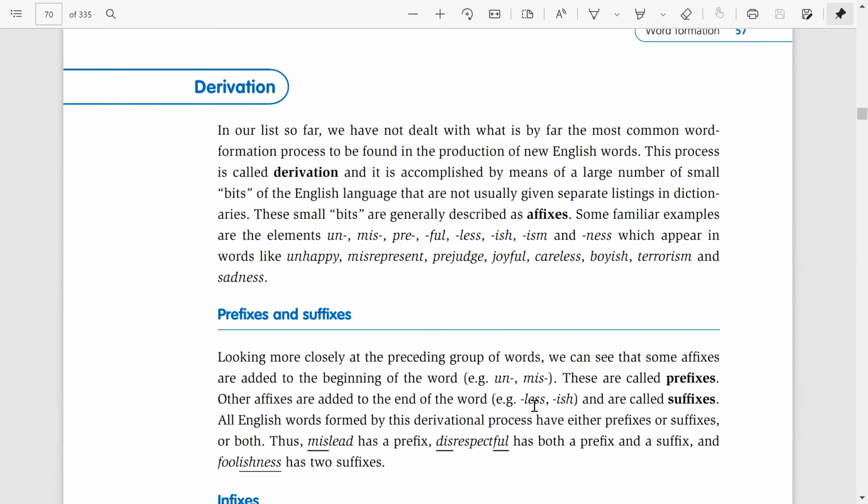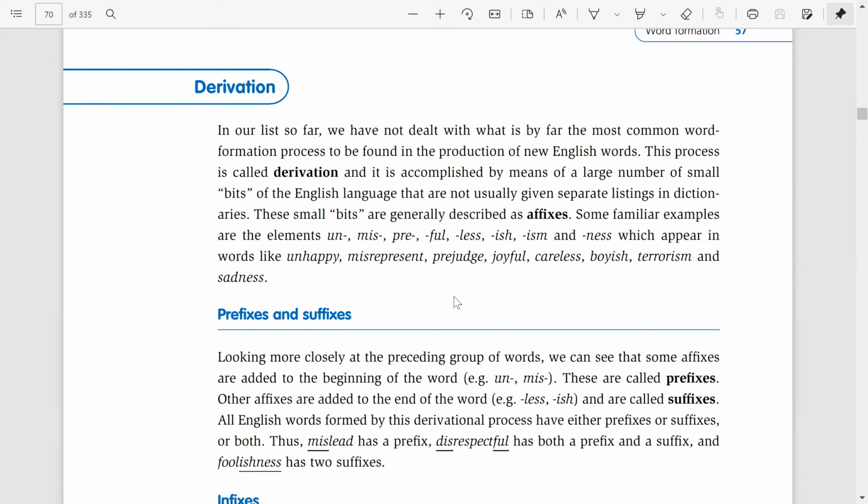Next is derivation. We have also discussed this in our class when we were taking the classes on campus. So derivation is a kind of affix. You can say affixes. They are not separately used in writing or in dictionaries. They are used with words. They are sometimes attached to the beginning of a word or sometimes to the end of the word.